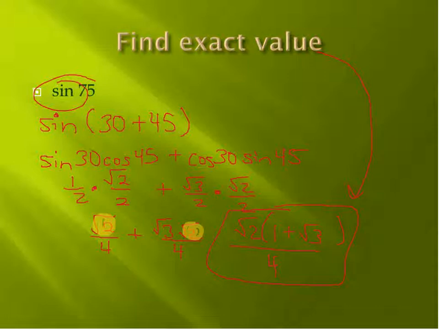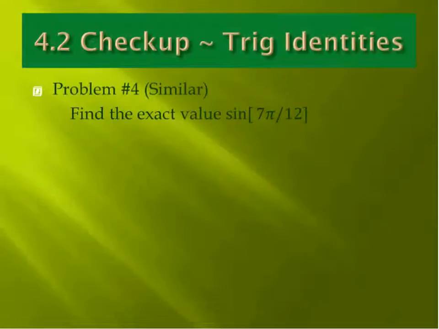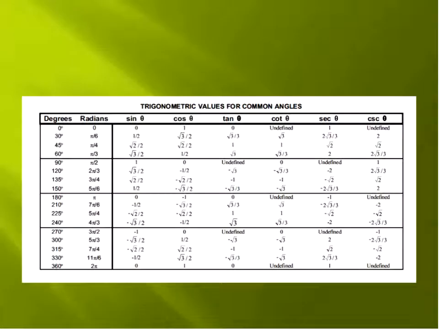Okay, great. So let's try again, but this time instead of giving it to you in degree form, let me give it to you in radian form. So I put another chart in here so I can go back. This is very similar to problem number 4 on your checkup, and we're going to find the exact value of sine 7 pi over 12. So when I look on my chart, I do not have a sine of 7 pi over 12, right? There's no 7 pi over 12. I don't have that option.